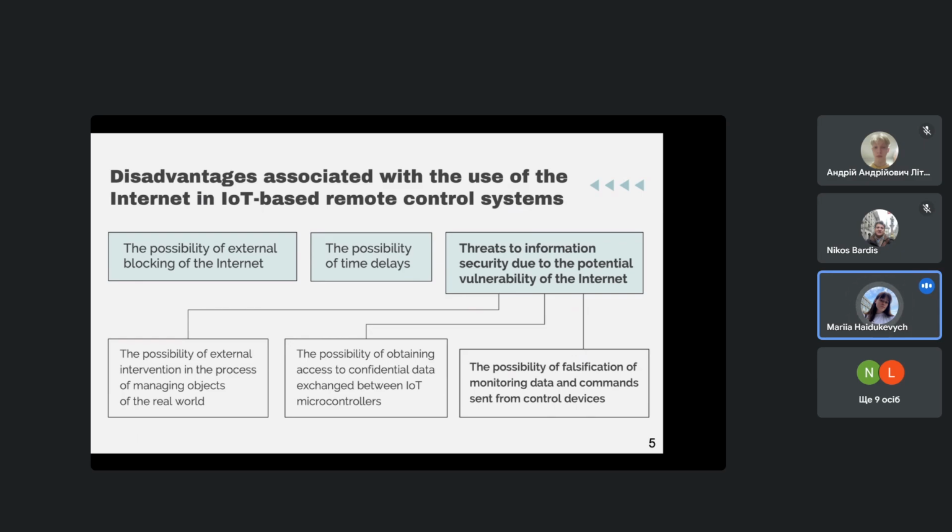One of the most critical is information security threats, which is highlighted here. Such threats fall into 3 main categories, as shown in the same slide. Among these categories, the possibility of falsification of monitoring data, as well as commands sent from control devices, appears to be the most critical and requires careful protection in the process of confirming the integrity and authenticity of the data.